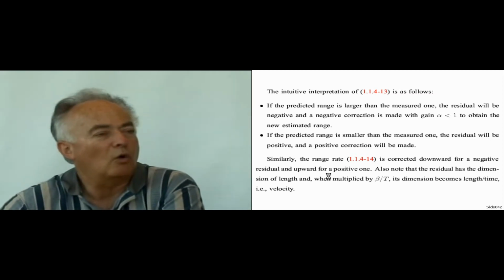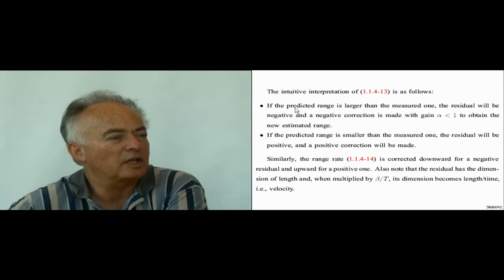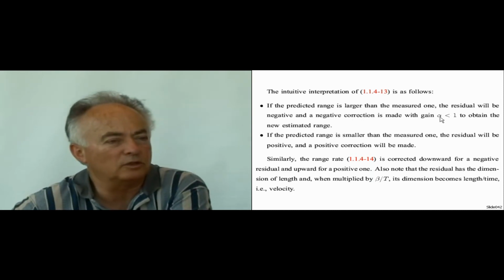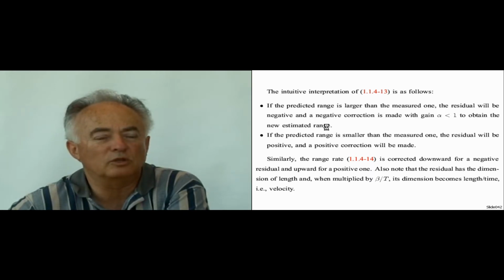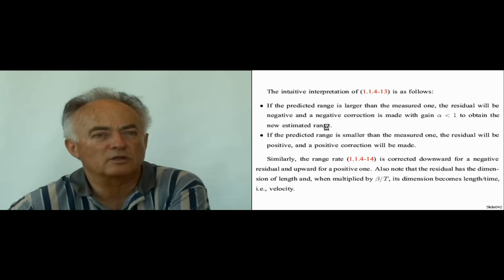Okay, so we can now provide an intuitive interpretation of the last equation as follows. If the predicted range is larger than the measured one, the residual will be negative. And we apply a negative correction, remember alpha is positive, with the gain alpha between 0 and 1 to obtain the new estimated range. So we make a compromise between the predicted range and the observed range to come up with the new updated range. And this is completely consistent with the original picture that was shown in that one-dimensional motion. That is, the way a negative residual will correct the position from predicted to updated is as a smaller value, namely we make a negative correction.